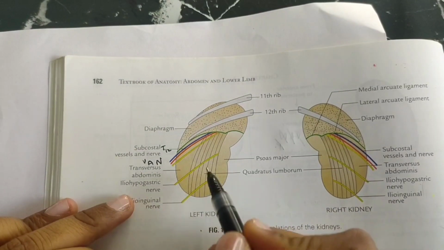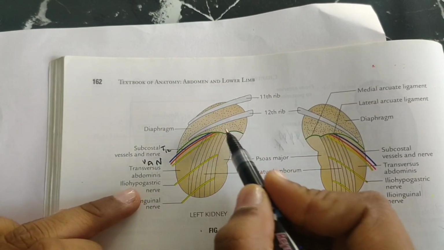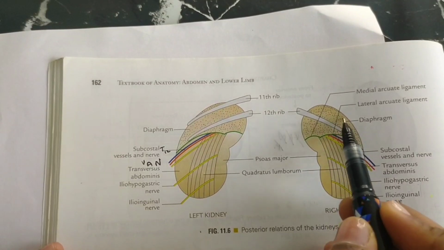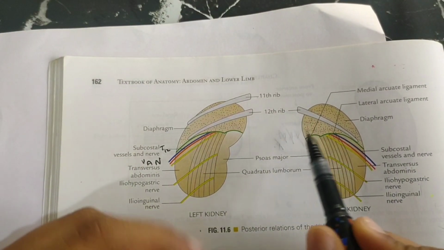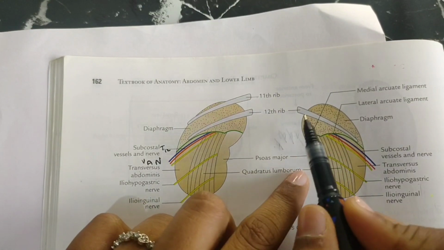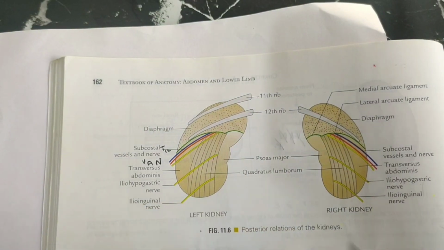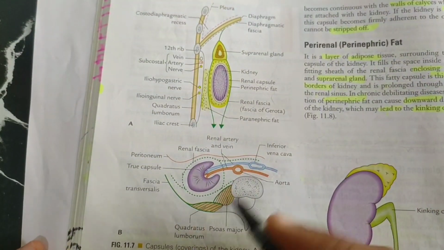So psoas major, quadratus lumborum, and transverse abdominis, and above this will be the median arcuate ligament and lateral arcuate ligament, where there will be the diaphragm. This is related to the diaphragm. These are the posterior relations of the kidney, whereas in the right kidney only one rib is related, that is the 12th rib, as this is slightly lower than the left kidney. These are the posterior relations of the kidney, and now we will see the capsules and coverings of the kidney.